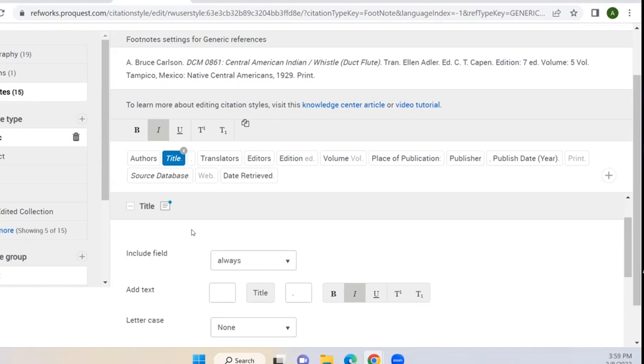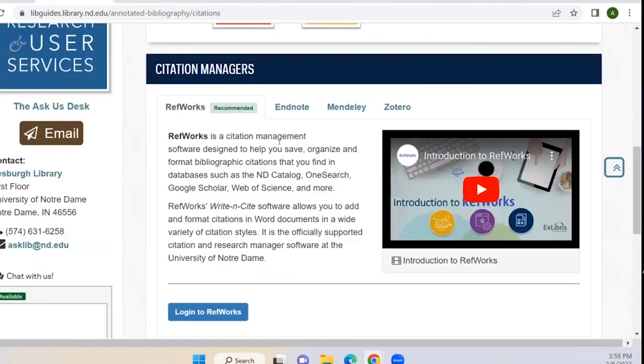Yes, let me show you the other ones also. You don't have to log into all of those right now. Just have a look. Here, Mendeley. Zotero. So these are the ones. We'll use any of these for our citation help.